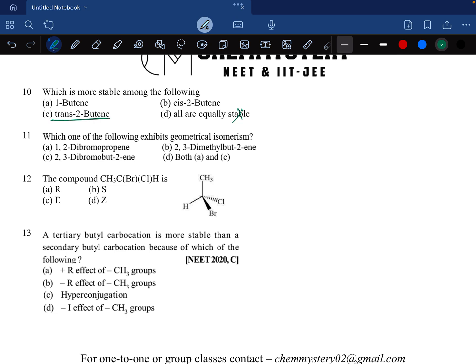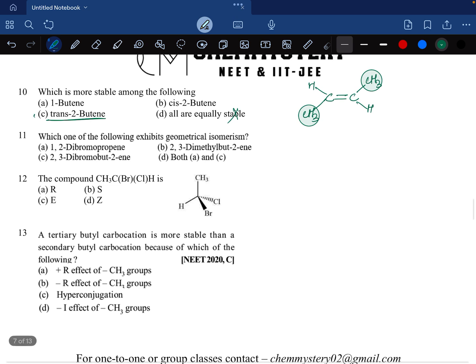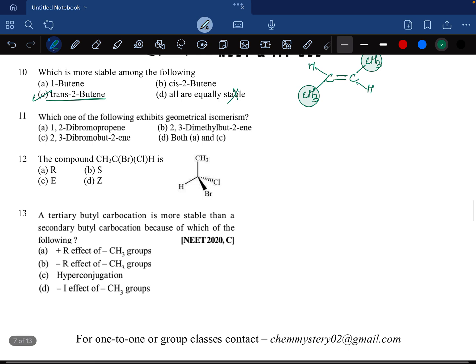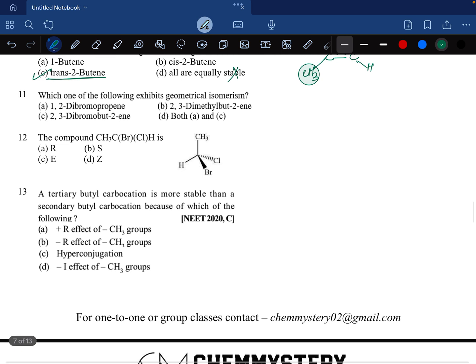Why? But-2-ene, CH3, trans case. So this is the structure for trans. If you see the bulky groups, these are the bulky, means bigger groups are on the opposite side. So when bigger groups are on the opposite side, what we see that the repulsion is minimized. Hence, the stability for trans form will be more than that of the other forms. So answer will be C for 10th.